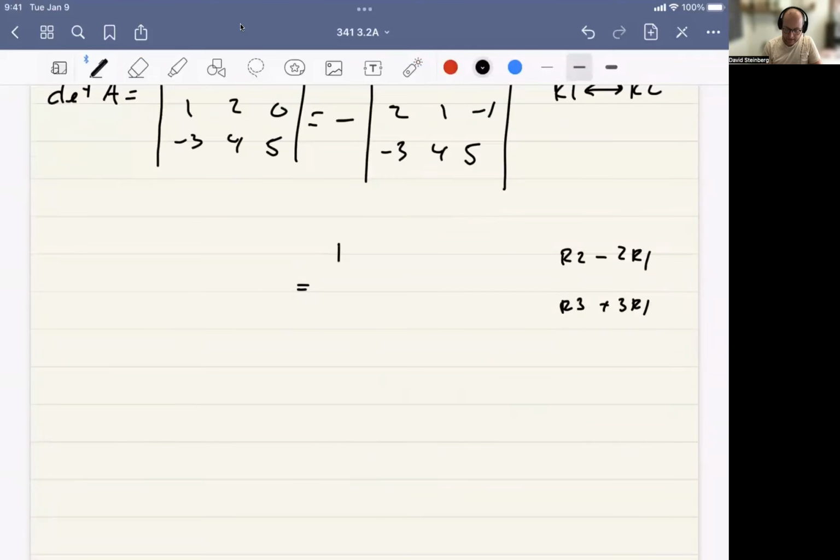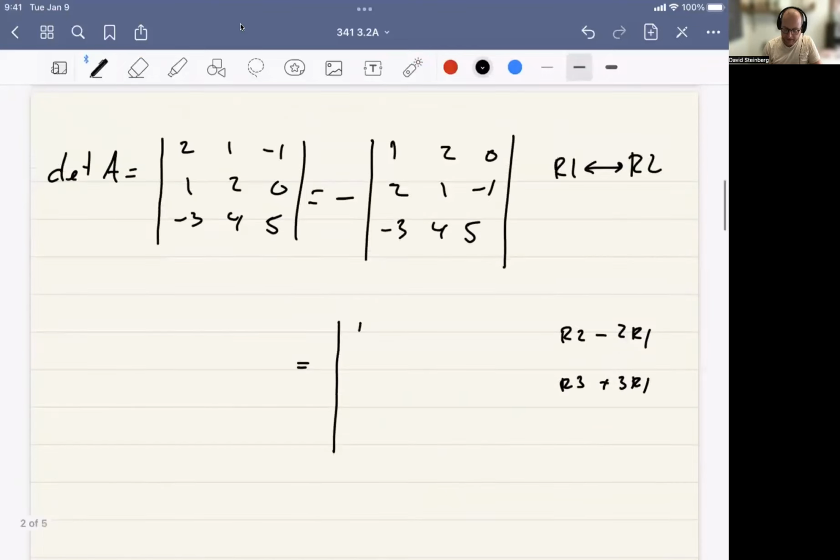And so we get what? Our first row hasn't changed: 1, 2, 0. 2 minus 2 is 0. 1 minus 4 is negative 3. Negative 1 minus 0 is negative 1. Negative 3 plus 3 is 0. 4 plus 6 is 10. 5 plus 0 is 5. Boom.